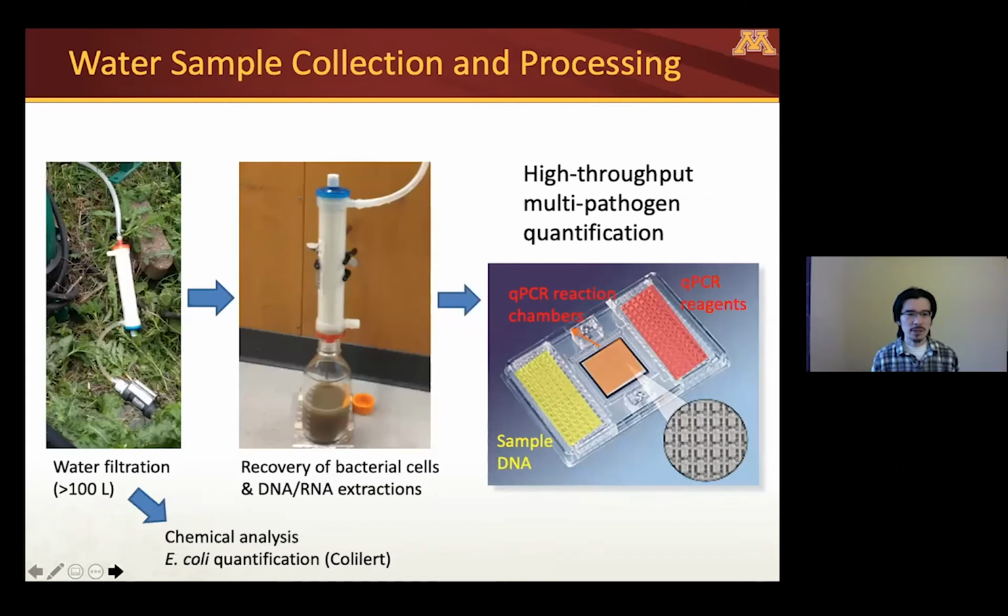After water sample collection, we captured bacterial and virus cells in a membrane filter and brought these membranes back to the lab. In the lab, we recovered bacterial cells and viral particles and extracted DNA and RNA from these cells. The DNAs and RNAs are used for high-throughput multi-pathogen quantification. This is a microfluidic device to quantify many different kinds of pathogens for many samples.